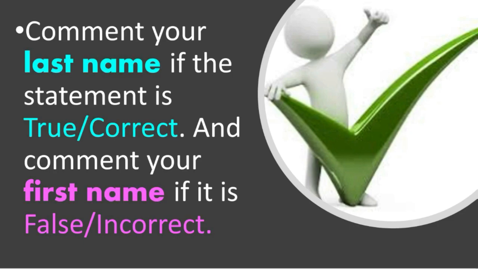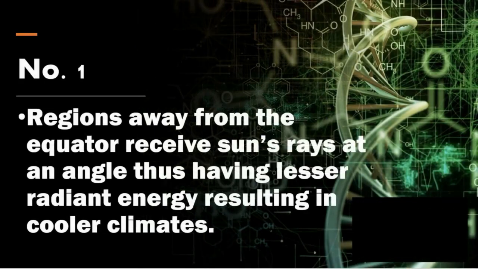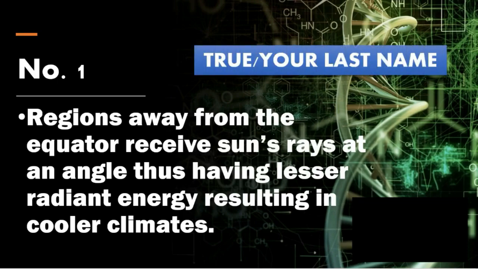This is number 1. Regions away from the equator receive sun's rays at an angle thus lesser radiant energy resulting in cooler climates. The timer starts now. Time is up. The answer is true or your last name.